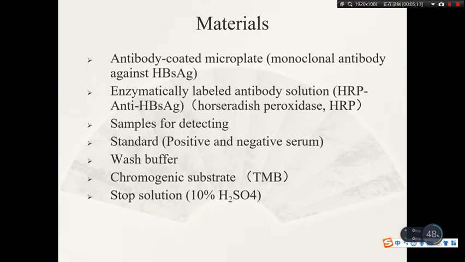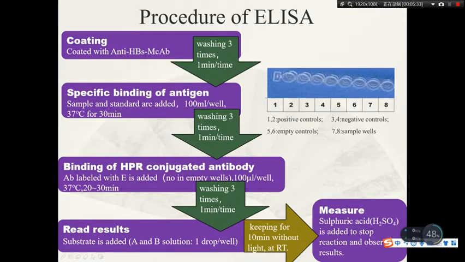Today we'll see how to use the sandwich ELISA for detecting the presence of hepatitis B surface antigen from a sample of body fluid. Here are the reagents we need for the assay. And this is the general procedure of ELISA, which has 5 major steps.